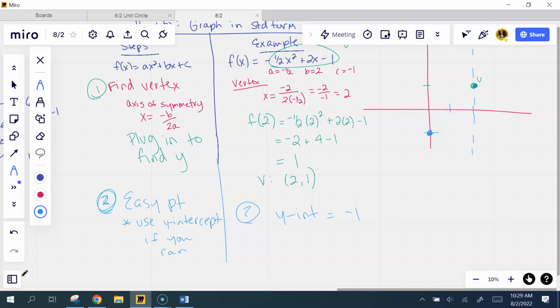Now, if I had not been able to use that, I need to pick an x value, and I want to stay close to my vertex, because remember what that parabola does? The further away from the vertex you get.